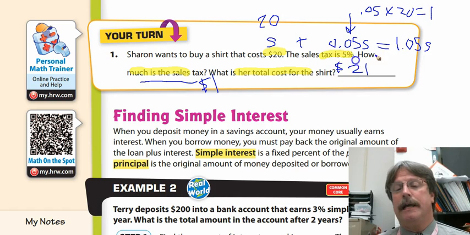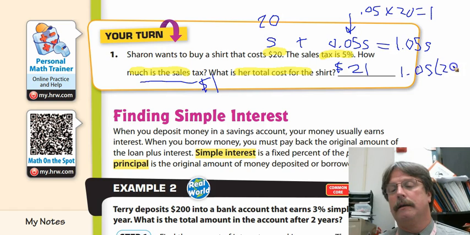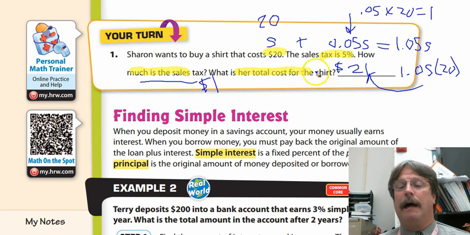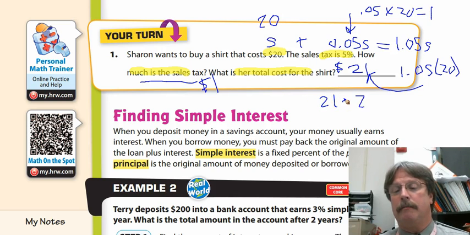Had I simply taken 1.05 times 20, the only thing I would have found was this cost here. I would not have been able to answer my sales tax unless I took 21, my total cost, minus my original cost, and then I could find my sales tax of $1. So there are several ways that you go about doing this. I would get comfortable in learning how to do all of them so that no matter which way the question is asked, you can figure it out.